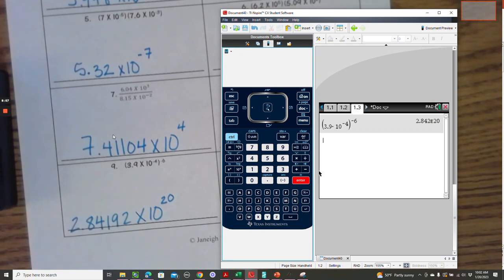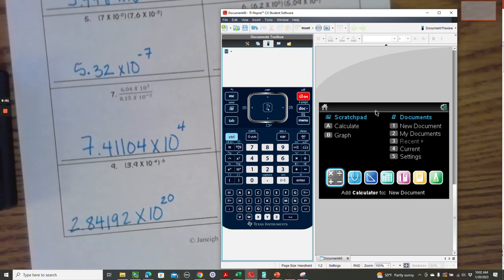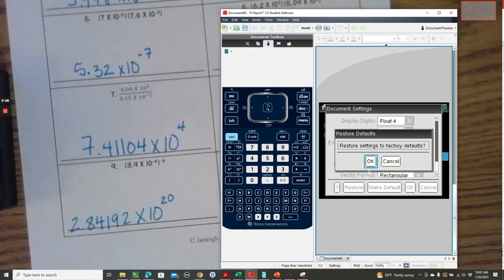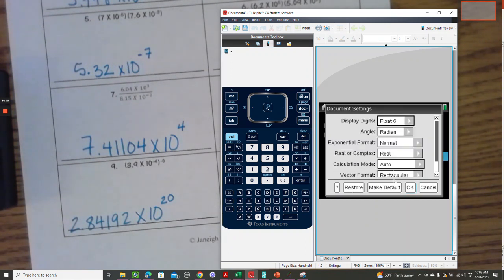To clear, you don't have to do it now, but just to show you how to reset it, you can go to on 5 and 2 again, and then right here where it says restore, if you click that and OK, it changes it all back. So you'll need to do that before you leave. You're going to have to show me that you did that before you dock your calculator today.